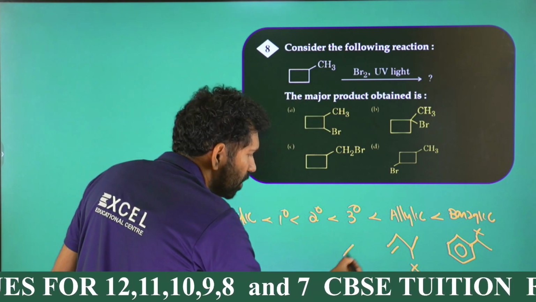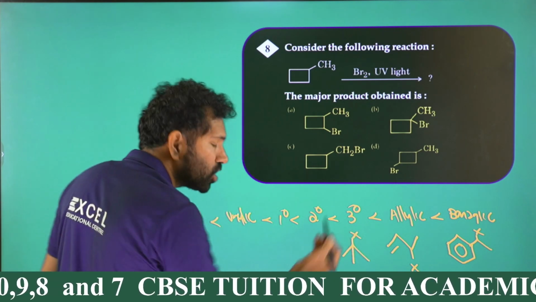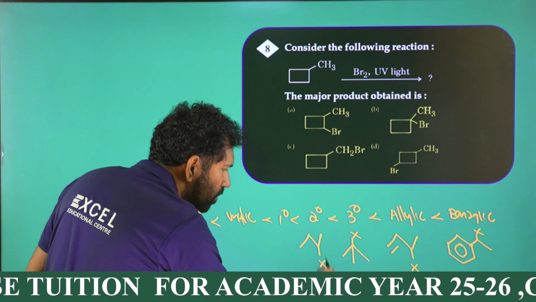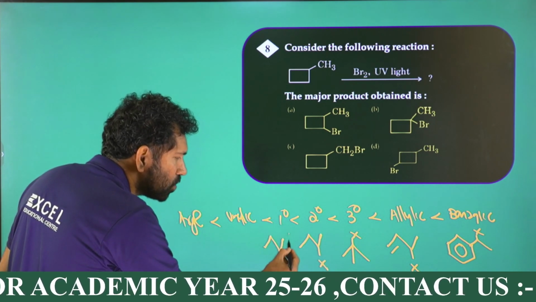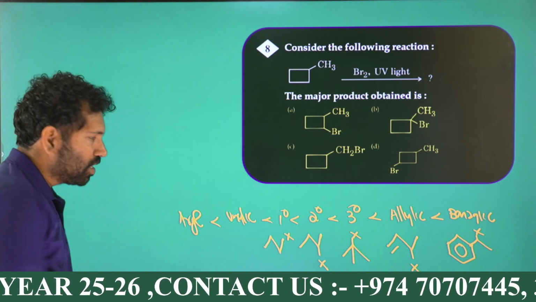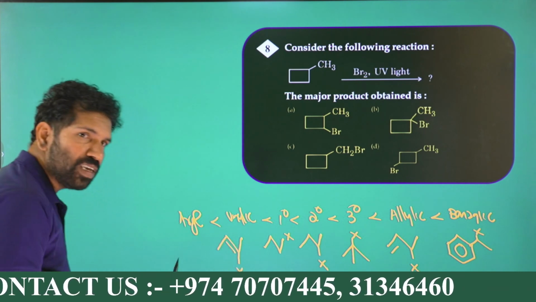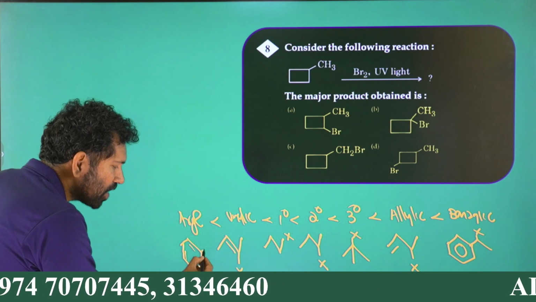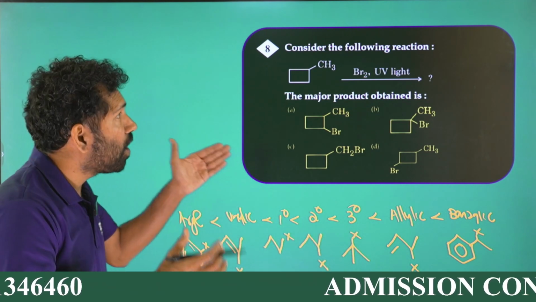In tertiary, other than the halogen, there are 3 lines. It is connected to a tertiary carbon atom. In secondary, the halogen is connected to a carbon which is connected to 2 other carbon atoms. In primary, the halogen is connected to a single bonded carbon and that carbon is connected to 1 other carbon. In vinylic, the halogen is connected to a double bonded carbon directly. In aryl, the halogen is connected to the benzene ring directly. This is the order of free radical halogenation of alkanes.